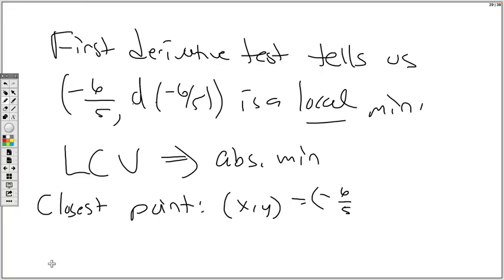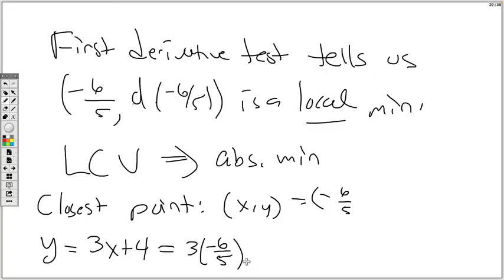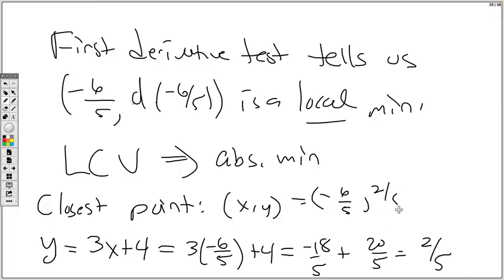Yeah, we go back to that constraint. I know that y equals 3x plus 4. So I'll plug in the negative 6/5. I got a minus 18/5 plus a 20/5. So that's going to be a what? 2/5? Make sense or not, folks?